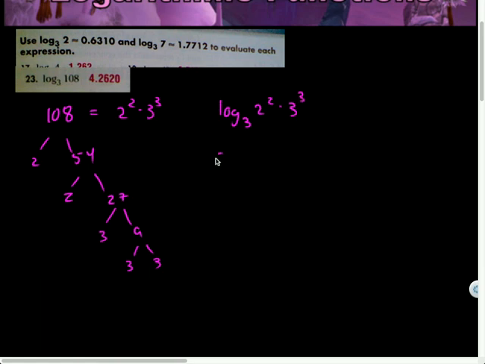I can break that up. The log of a product is the same as the sum of 2 logs. So log base 3 of 2 squared plus log base 3 of 3 cubed.